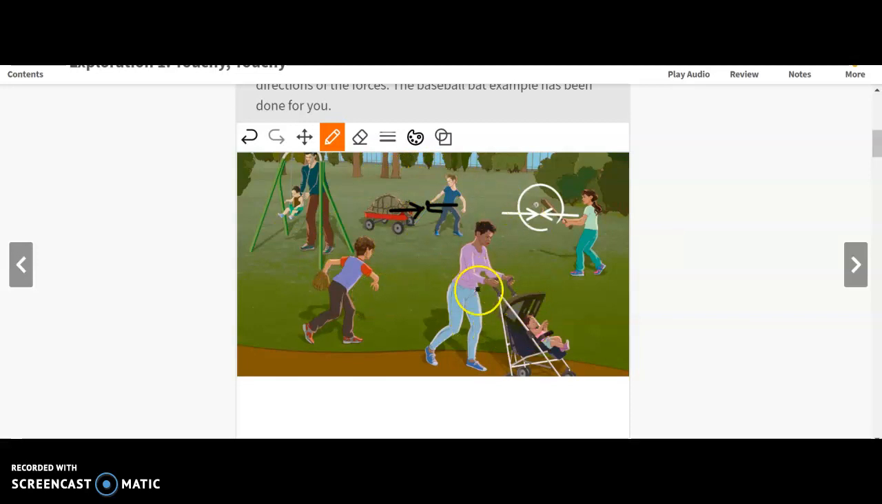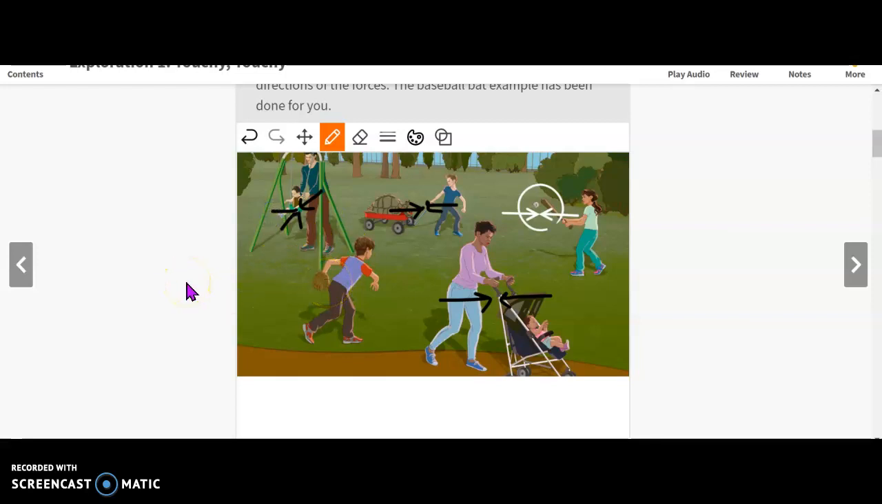Well, I see this woman. She's pushing the stroller, which means she's pushing it this way. And what's the stroller doing? Well, it's pushing back. And whichever force is stronger is going to cause the motion. If she pushes harder than the stroller, then the stroller is going to move where she wants it to go. If she doesn't, then it's not going to move. Another force that I see is the swing. He's pushing the swing, and the swing is actually pushing back. Ooh, there we go.